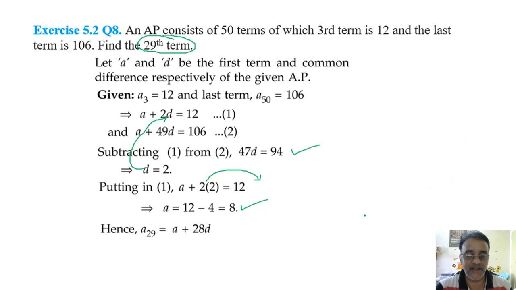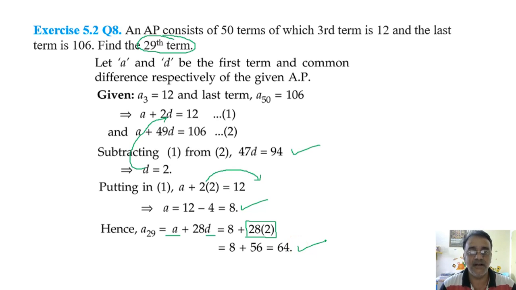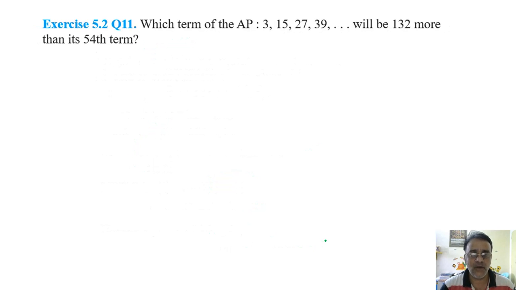A plus 28D. So we will substitute the value of A and D here. Okay, 8 plus 28 into 2. So 28 into 2 is 56, plus 8. What will you get? 64. Right, 64. So 64 is the required 29th term. Any doubt in this question? No, sir.